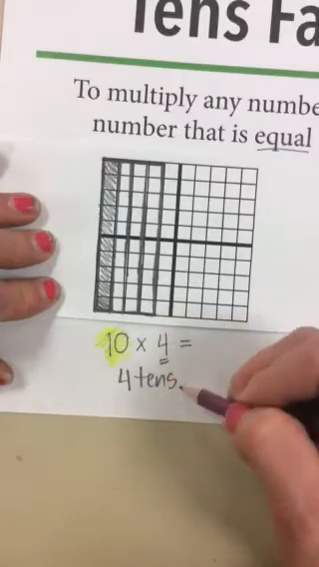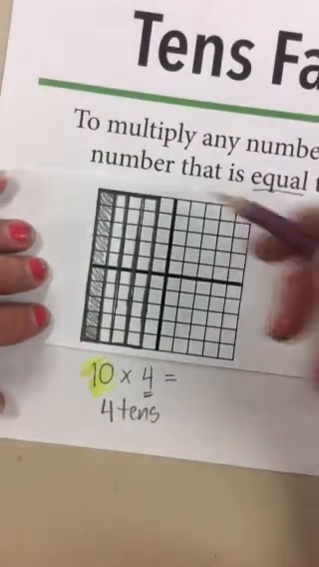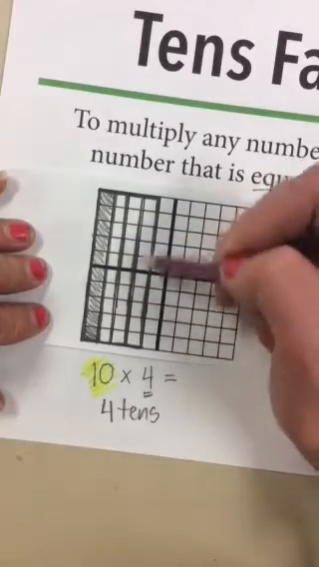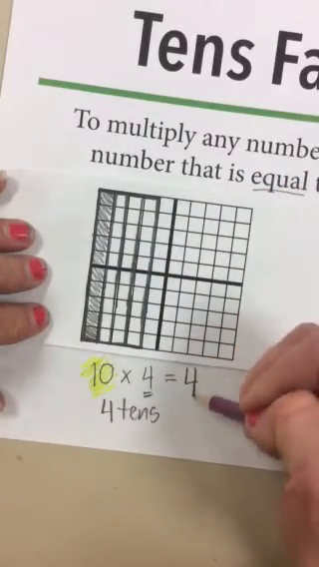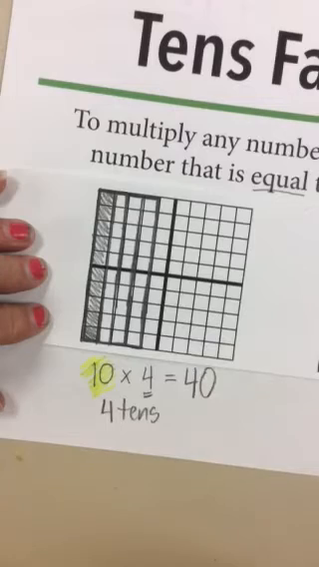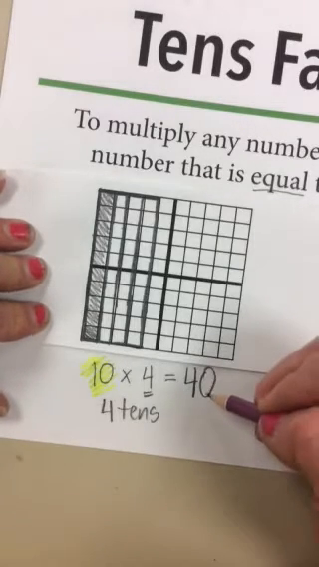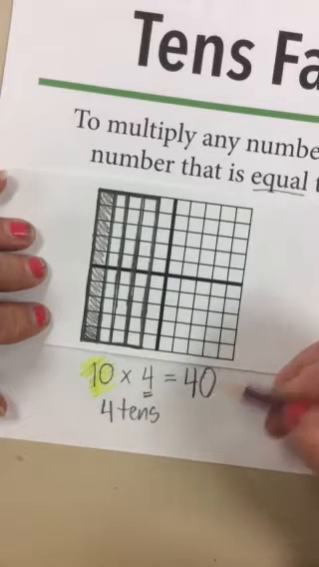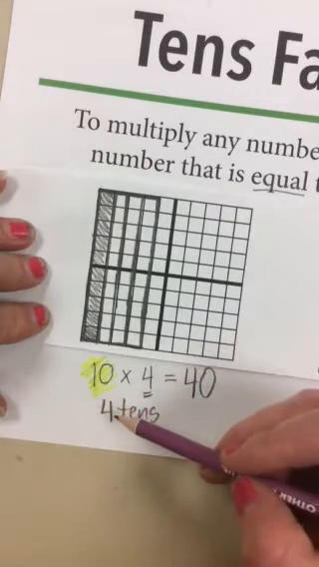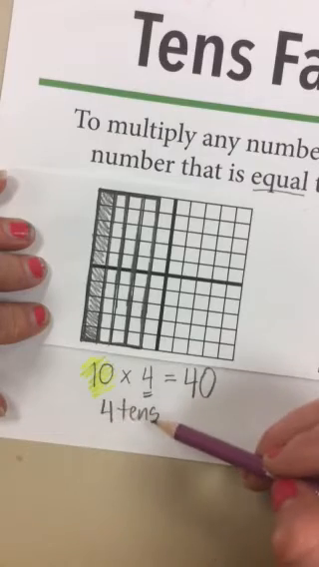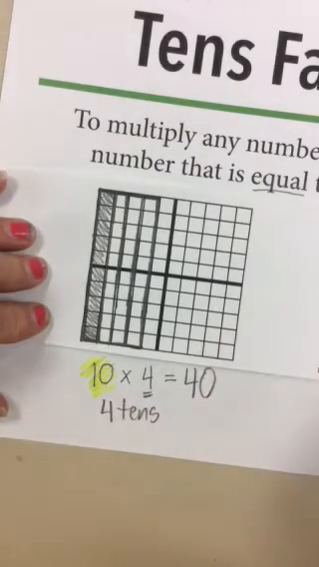And we know 4 10s is the same as what number? 10, 20, 30, 40. 40, right? Awesome. So instead of just saying it's a 4 with a 0 behind it, we can say, oh, that's 4 10s. And 4 10s is the same thing as 40.